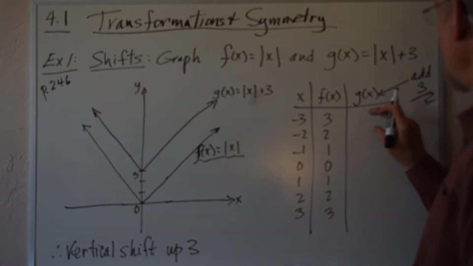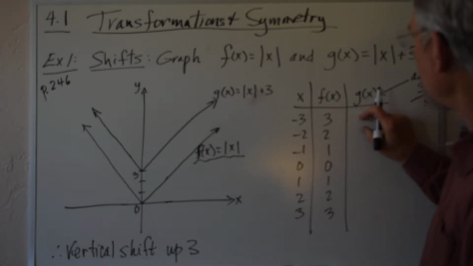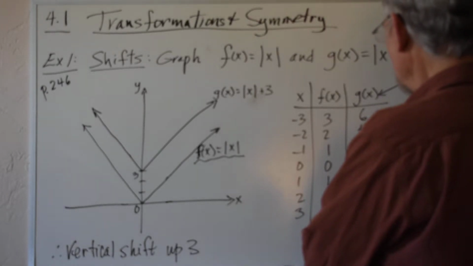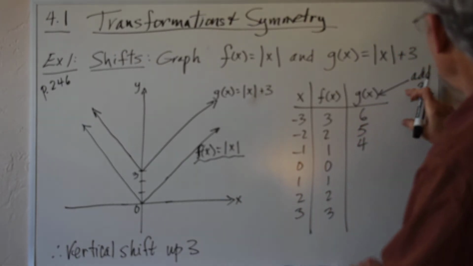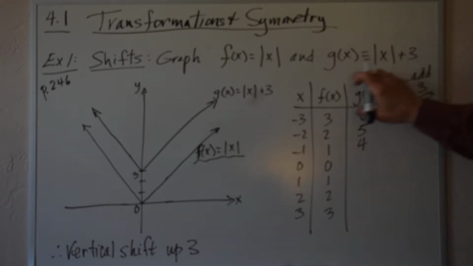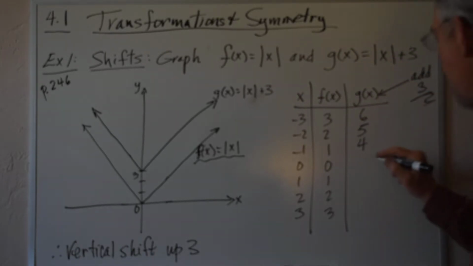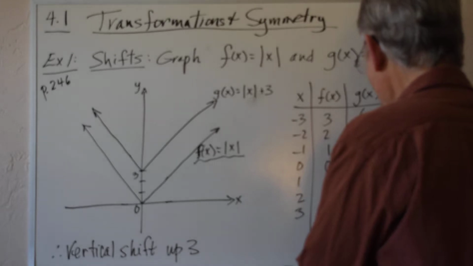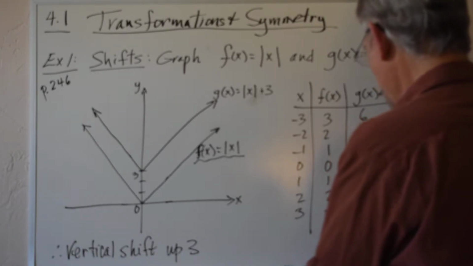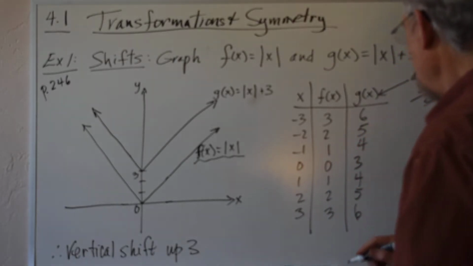Now, if we go ahead and calculate the values for g, you see what's happening. We're just adding 3 each time. Every value we got here naturally gets increased by 3. And 2 plus 3 equals 5, 3 plus 3 equals 6.